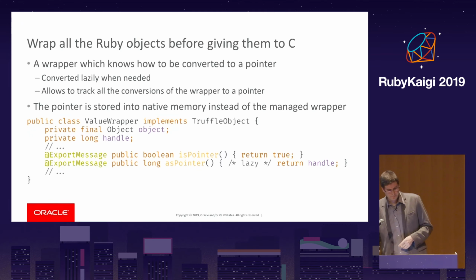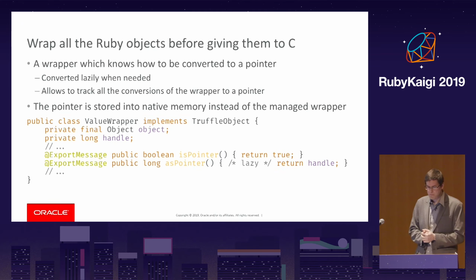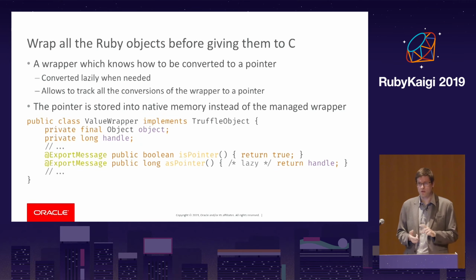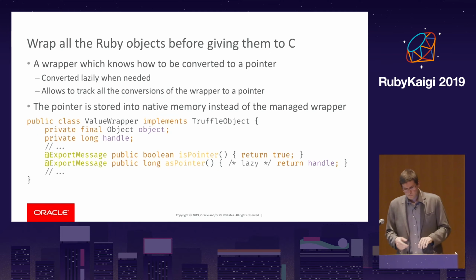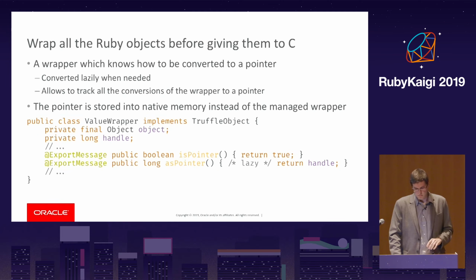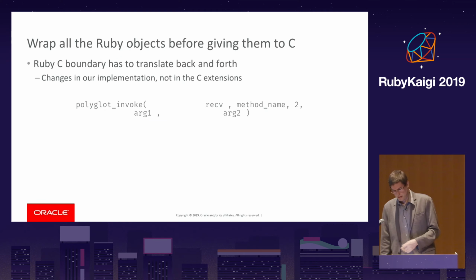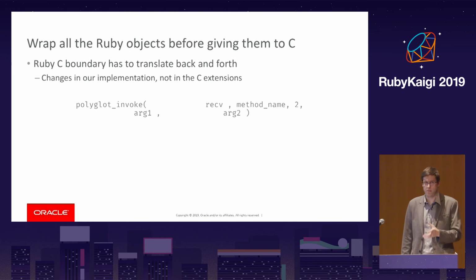So first, we are now wrapping all the Ruby objects in a wrapper, which always knows how any of the Ruby objects can be converted, lazily converted, to a pointer. And because we have this wrapper, we can also track whenever the object needed to be converted. So whenever you are looking at values in C code, it's always the wrapper now, not directly the Ruby objects.